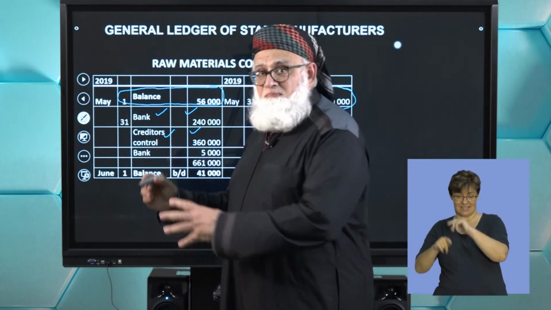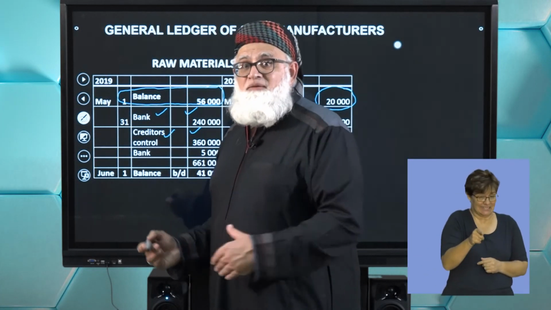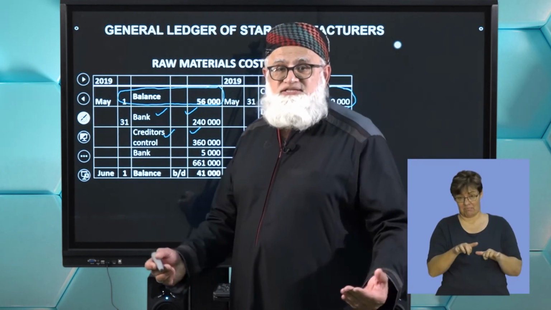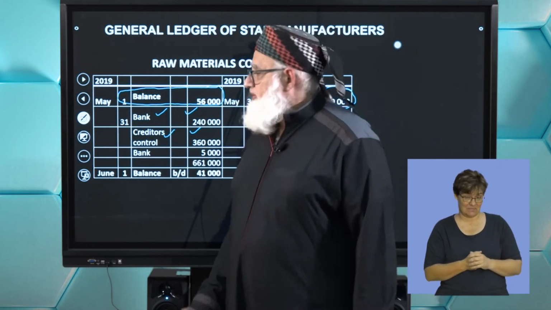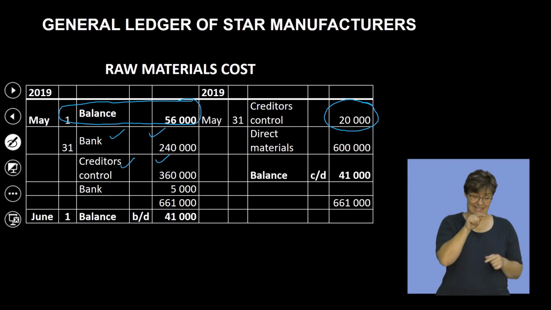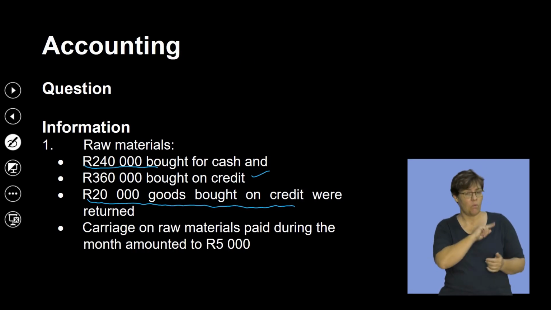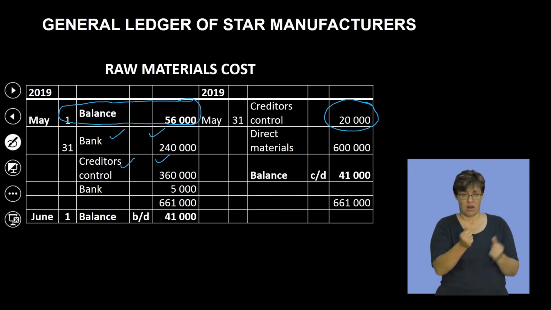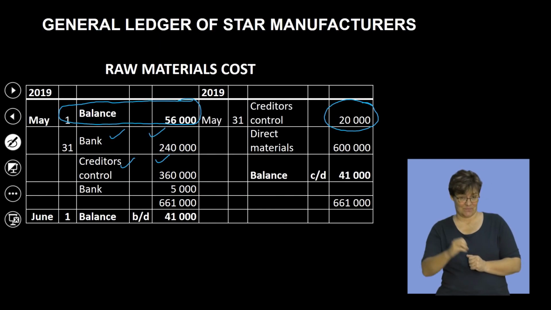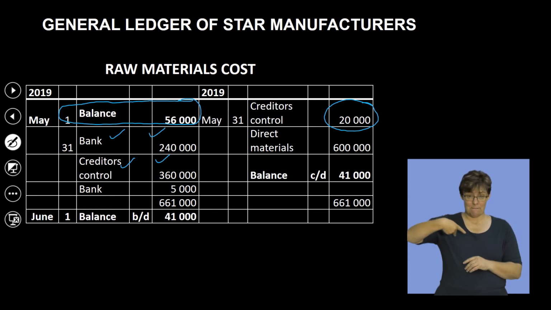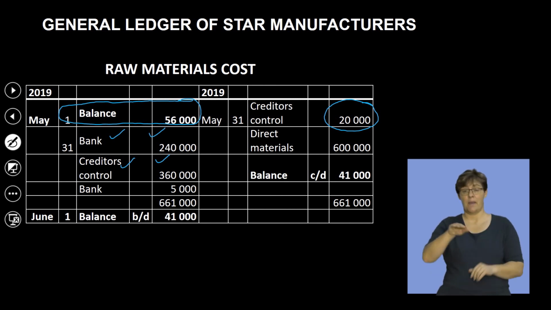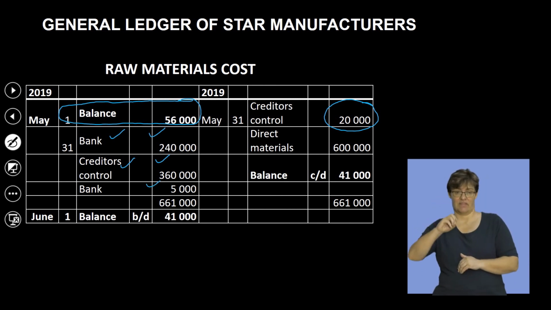I said it's not applicable in this particular question, but it could feature in an exam question or an activity that you are doing in class. Okay. Coming back to this particular question, the next one we have here is carriage on raw materials was paid 5,000 rand. Therefore, look at your bank. It was paid by cash. Double entry: debit your raw materials cost account, credit the bank account 5,000 rand. There's the entry, 5,000 rand.